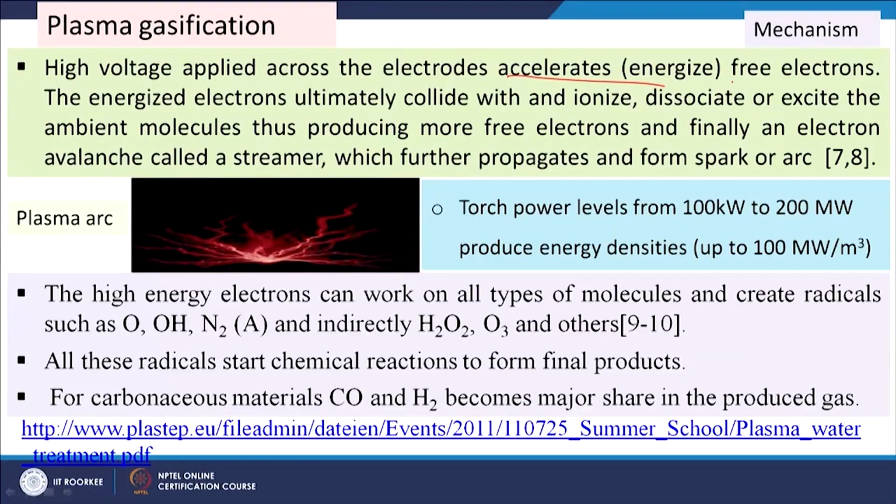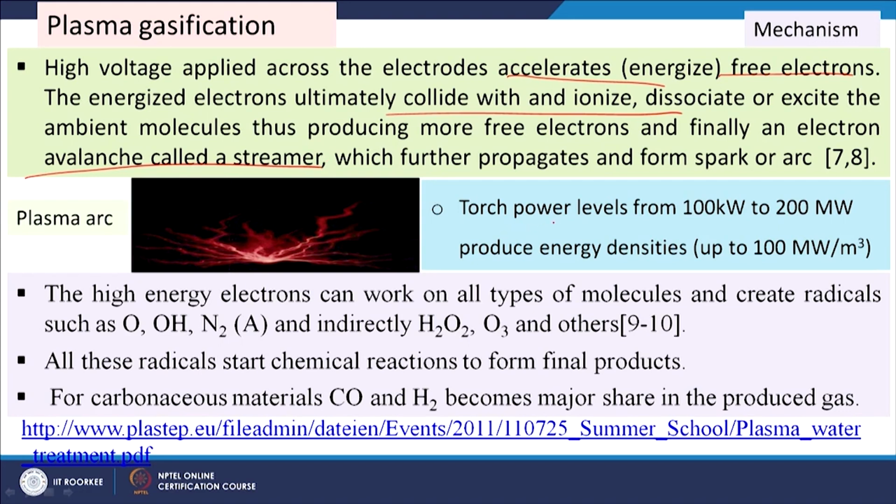Now, we will see the advanced processes in gasification. Plasma gasification is one of the advancements in the gasification process. In this case, we use high voltage across two electrodes. Electrons are emitted and accelerated, and the free electrons help to ionize adjacent ions and molecules, and then a number of electrons are produced which form an avalanche, that is called a streamer. That is called the plasma.